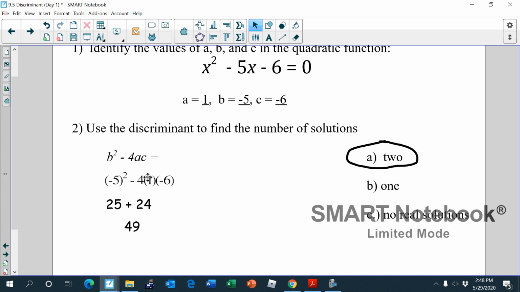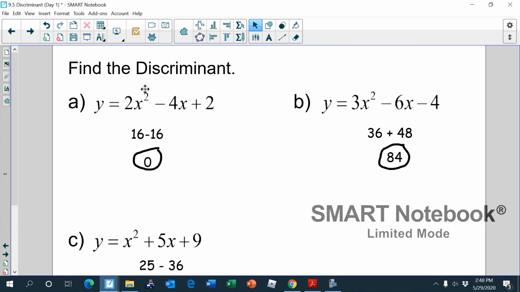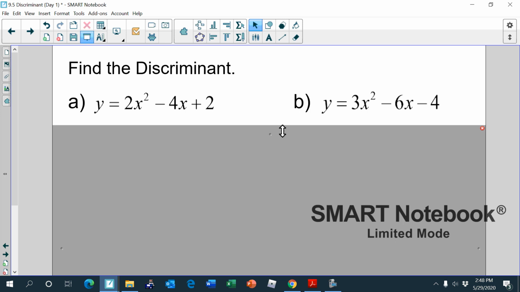Okay, that's one way to look at it. The other way is to just say, okay, what's a negative 4 times a positive 1 times a negative 6? And it is a positive 24. Because you get a positive discriminant, 49, your answer is 2 solutions. Okay? All right, let's look at the last little bit. Try these first before, I know you just followed some of my answers, but give these a try first. All right, pause it, try it.